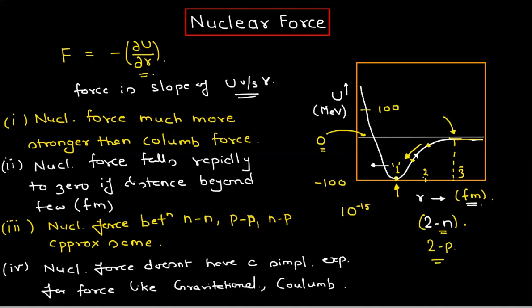So before 1 femtometer, will the force be repulsive? See, like I said, this is the potential energy between two neutrons. So it can lead to repulsion because there will be physical touch between them, right? Contact. Yes, sir.